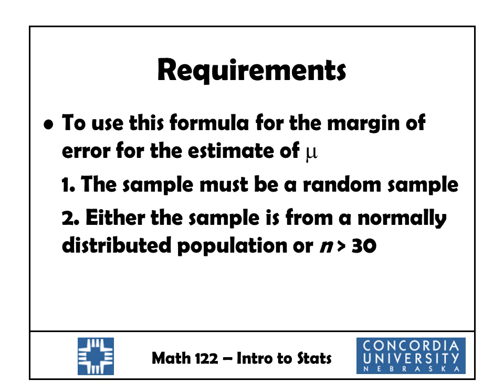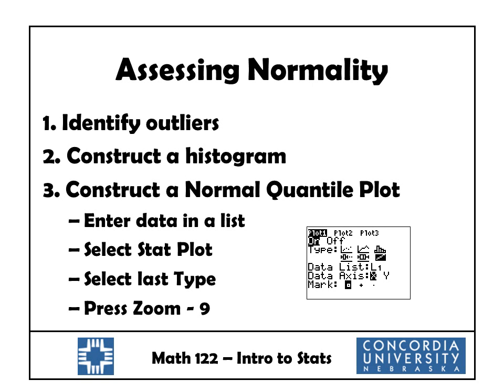And then number two, either the sample is from a normally distributed population or n is greater than 30. So if we've got a small sample size, we may not be able to use this formula unless we have some indication that the population is normally distributed. If n is greater than 30, then it doesn't matter what the distribution of the population is. And so that led us to our next topic of assessing normality. How can we determine if this requirement that the population is normally distributed is met?